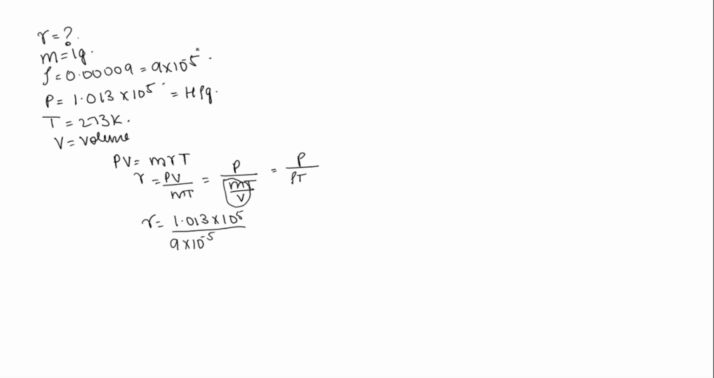But this is given in gram per centimeter cube. Pressure is in pascals. We'll convert this into SI units. So mass should be in kilograms. So gram per centimeter cube in terms of kilograms and meter cube: 1 gram is 10 to the power of minus 3 kilograms, by 1 centimeter is 10 to the power of minus 2 meters, to the power of 3. So 10 to the power of minus 3 by 10 to the power of minus 6, which is equal to 10 to the power of 3. So we should multiply this with 10 to the power of 3 to convert it into its SI units.